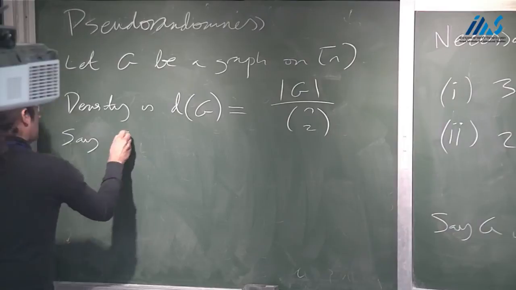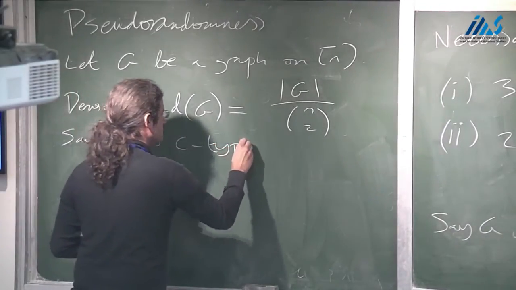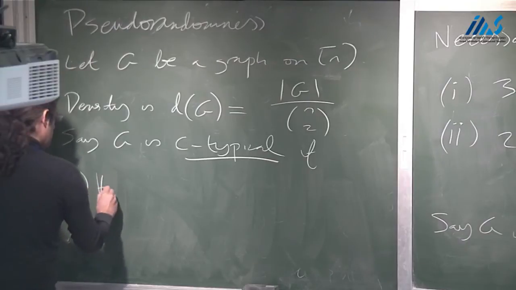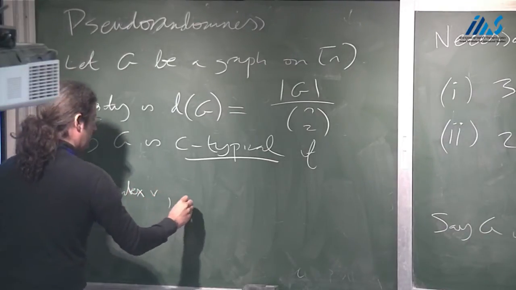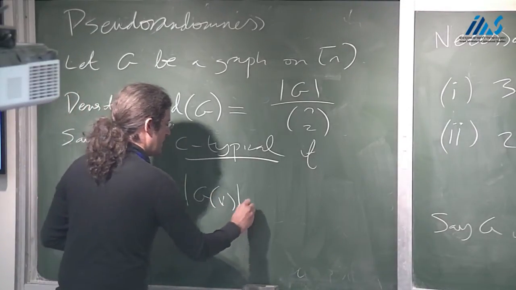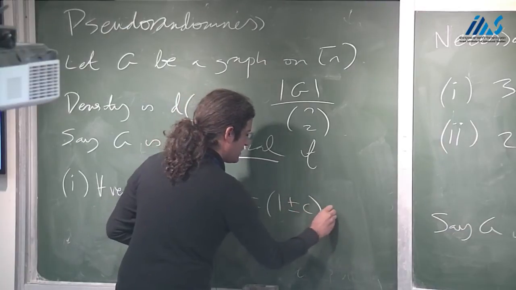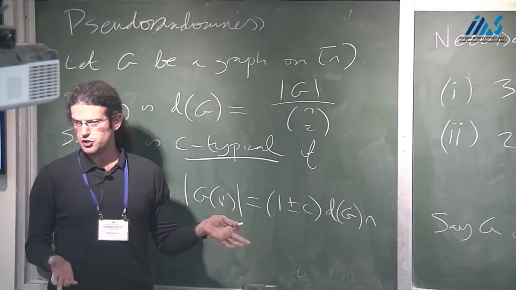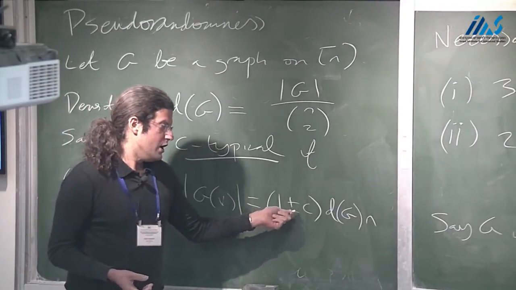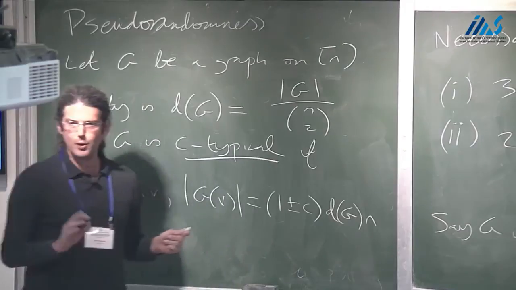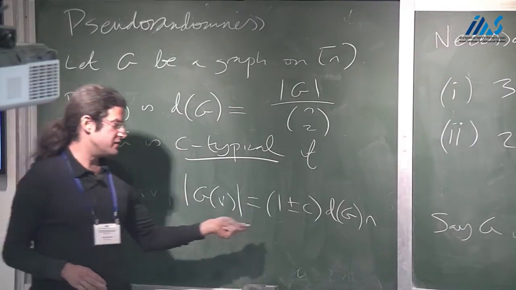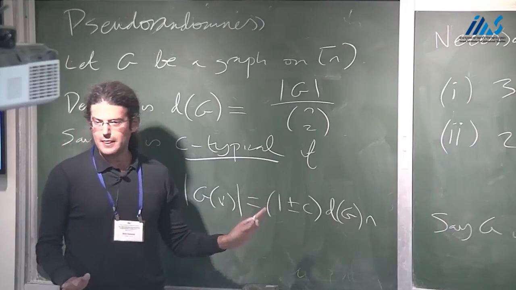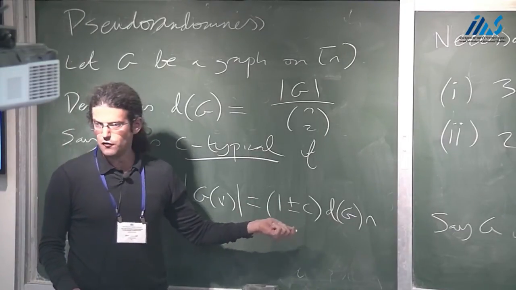So I'll say G is C-typical if, firstly, for any vertex V, the degree of V in G is 1 plus or minus C times the density times the number of vertices. When I write 1 plus or minus C, I mean some real number between 1 minus C and 1 plus C. If I imagine a random graph where edges have probability equal to the density, then the expected degree is the density times n. So this is saying I'm within that tolerance up to a constant factor. This would hold by Chernoff bounds with high probability.